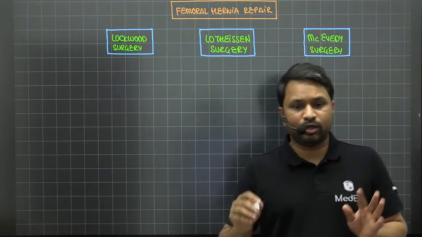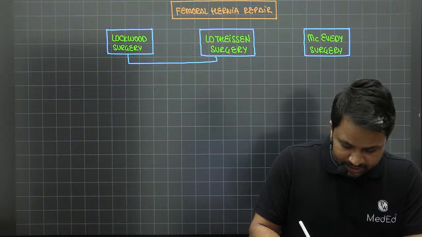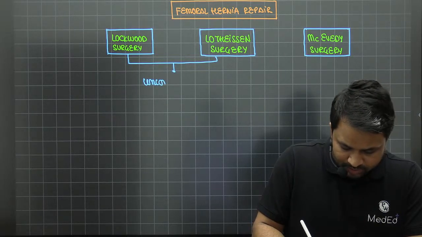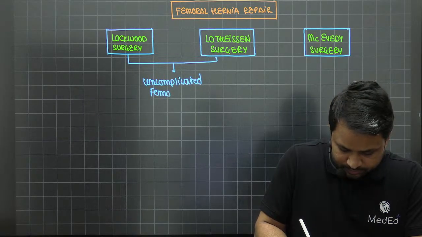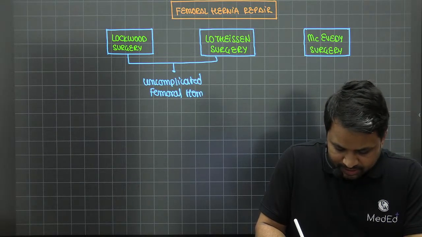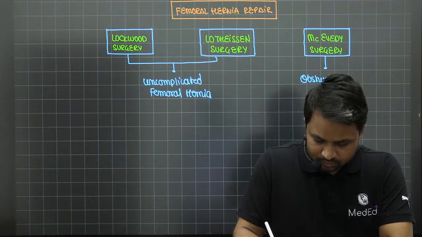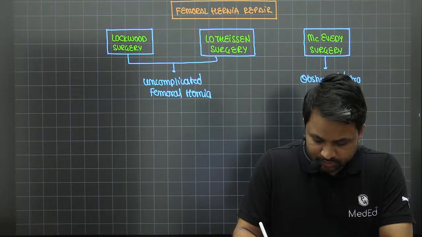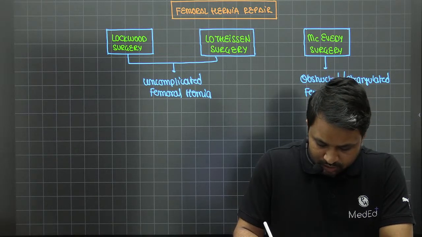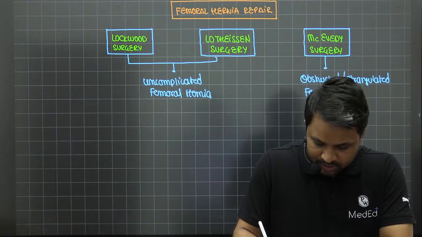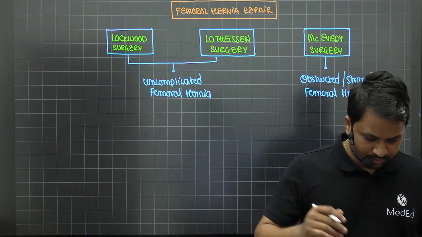Remember, Lockwood and Lotheissen are performed for uncomplicated femoral hernias. These are the techniques I'll be using for uncomplicated femoral hernias. Now, whenever you're suspecting a complicated femoral hernia, that is an obstructed or strangulated femoral hernia, I'll be using the MedEd technique, right?